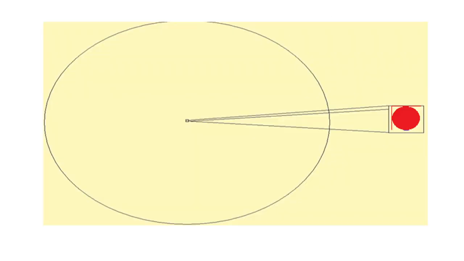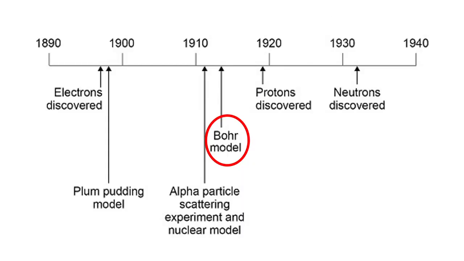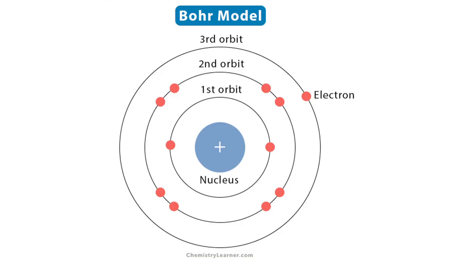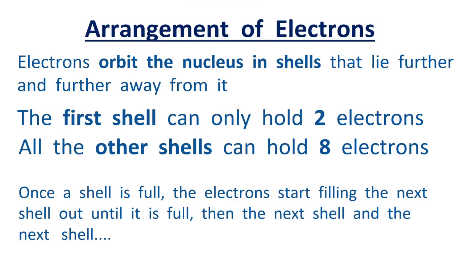This is more like what they're talking about. Now, the next person on our list is Niels Bohr. He came up with the idea of electron shells, where instead of orbiting in any way, they orbit in shells: 2 in the first shell, then 8 after that. You should know that basic rule by now.